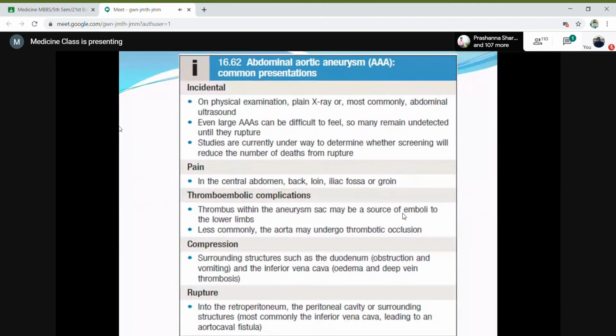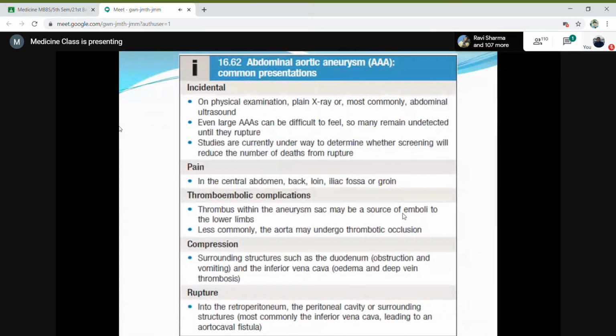But if the patient has symptoms, the patient may present with pain. The pain is mainly in the central abdomen, back, loin, iliac fossa, or sometimes the groin. Some patients may also present with thromboembolic complications. It may be because of thrombus within the aneurysm sac, which gets dislodged to the lower limb. And less commonly, the aorta may undergo thrombotic occlusion.